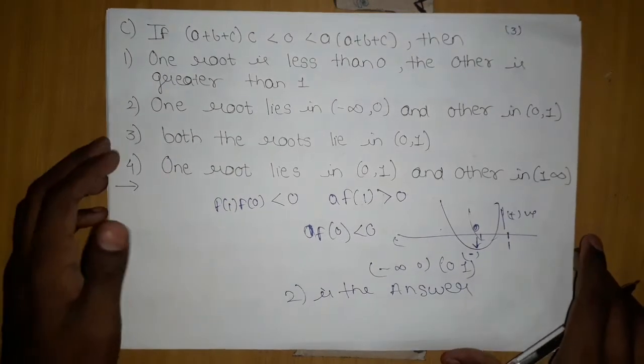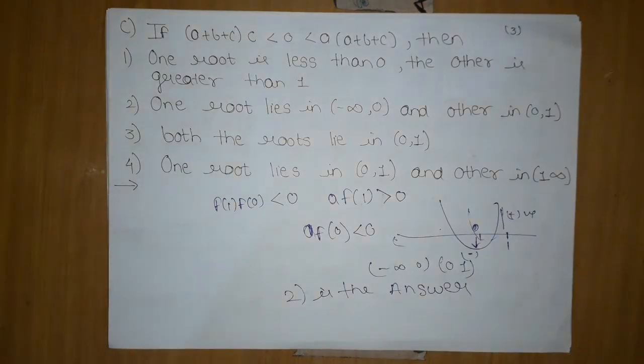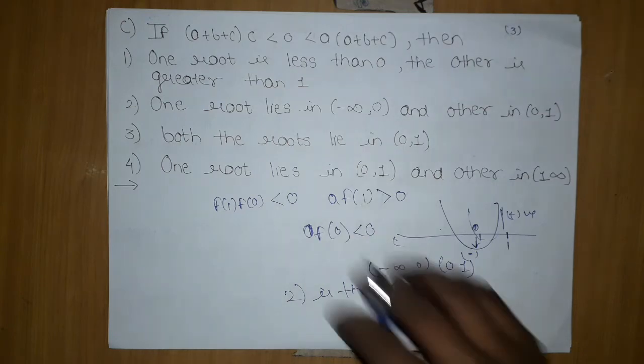Hope you have understood. The main concept was using a into f of mu. This question tells you that if they have given you that inside a quadratic, any term is less than 0, you can use it in different formats to solve a problem. That was the key catch in this problem. Let's move on further.